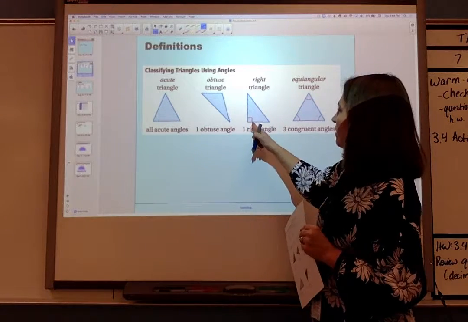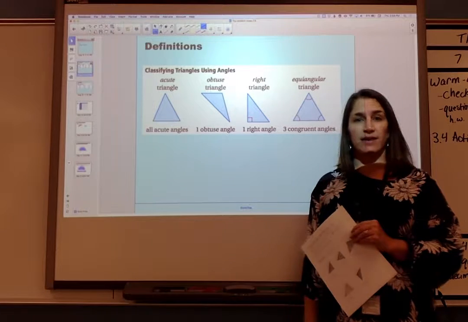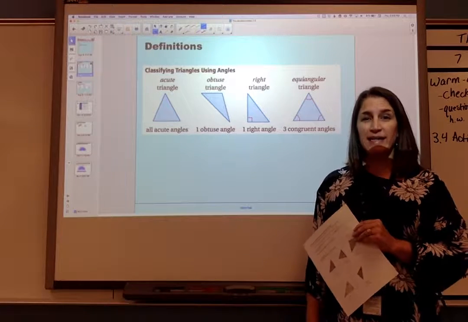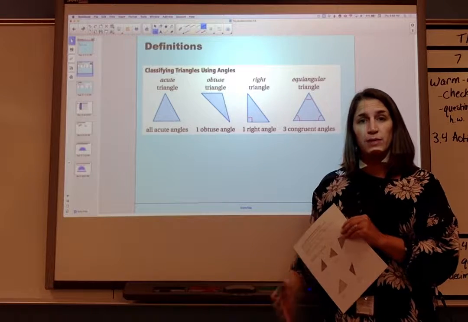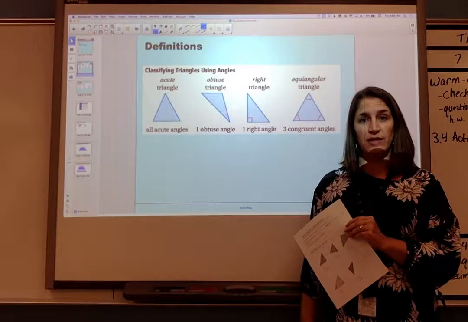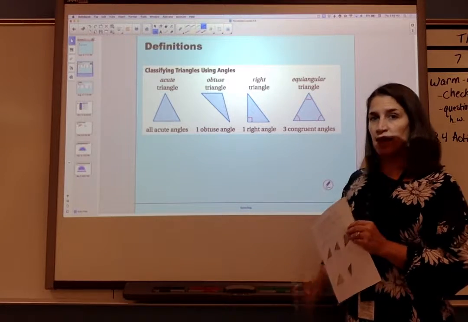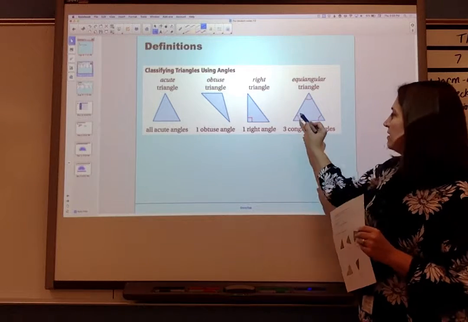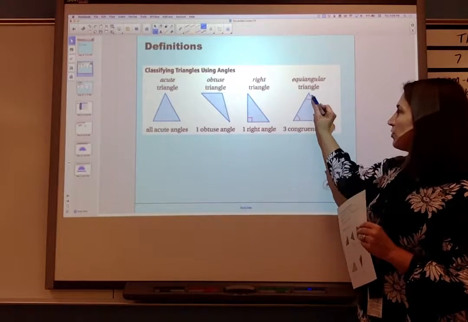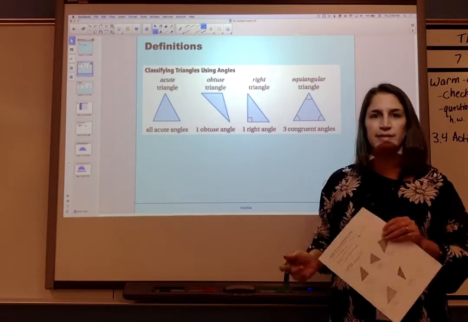A right triangle is a triangle with one right angle. Again, it's not possible for a triangle to have more than one right angle because then it would add to more than 180 degrees, but a right triangle has one right angle. And then an equiangular triangle is a triangle with three congruent angles. They're all the same. They're all 60 degrees.